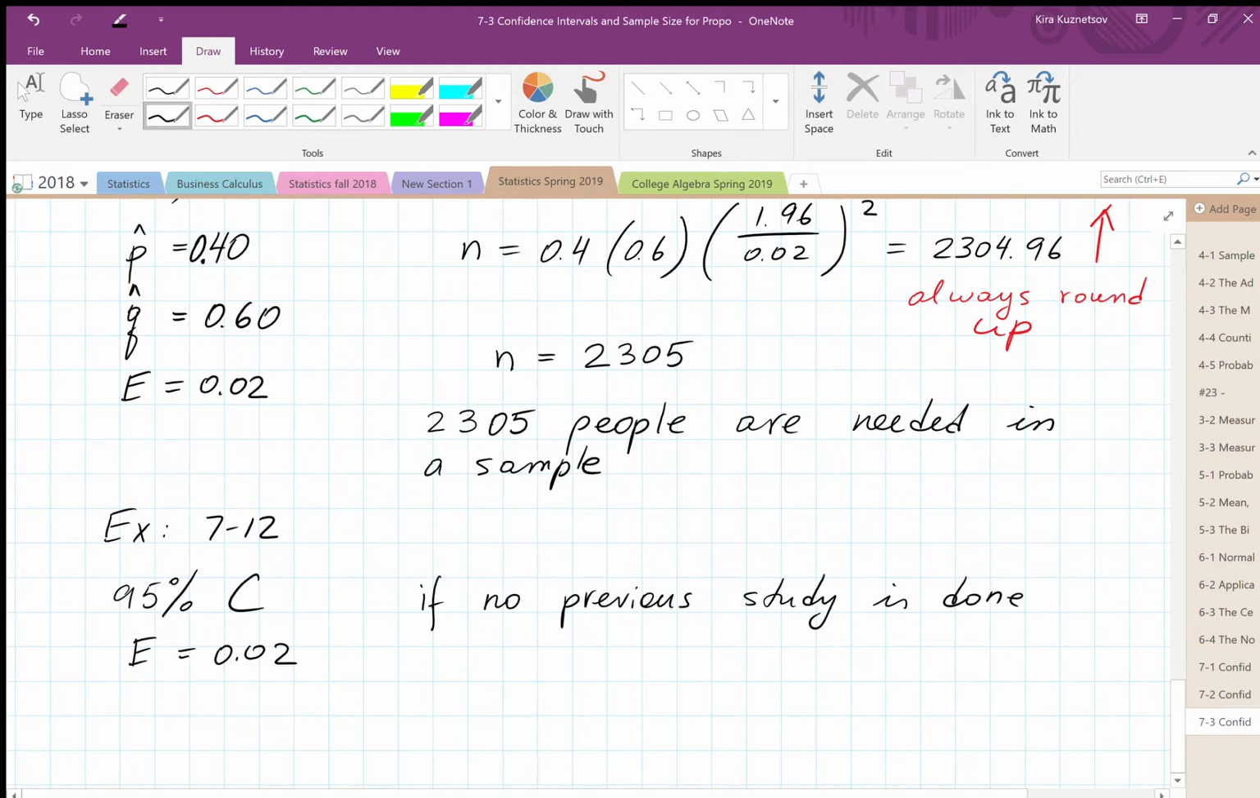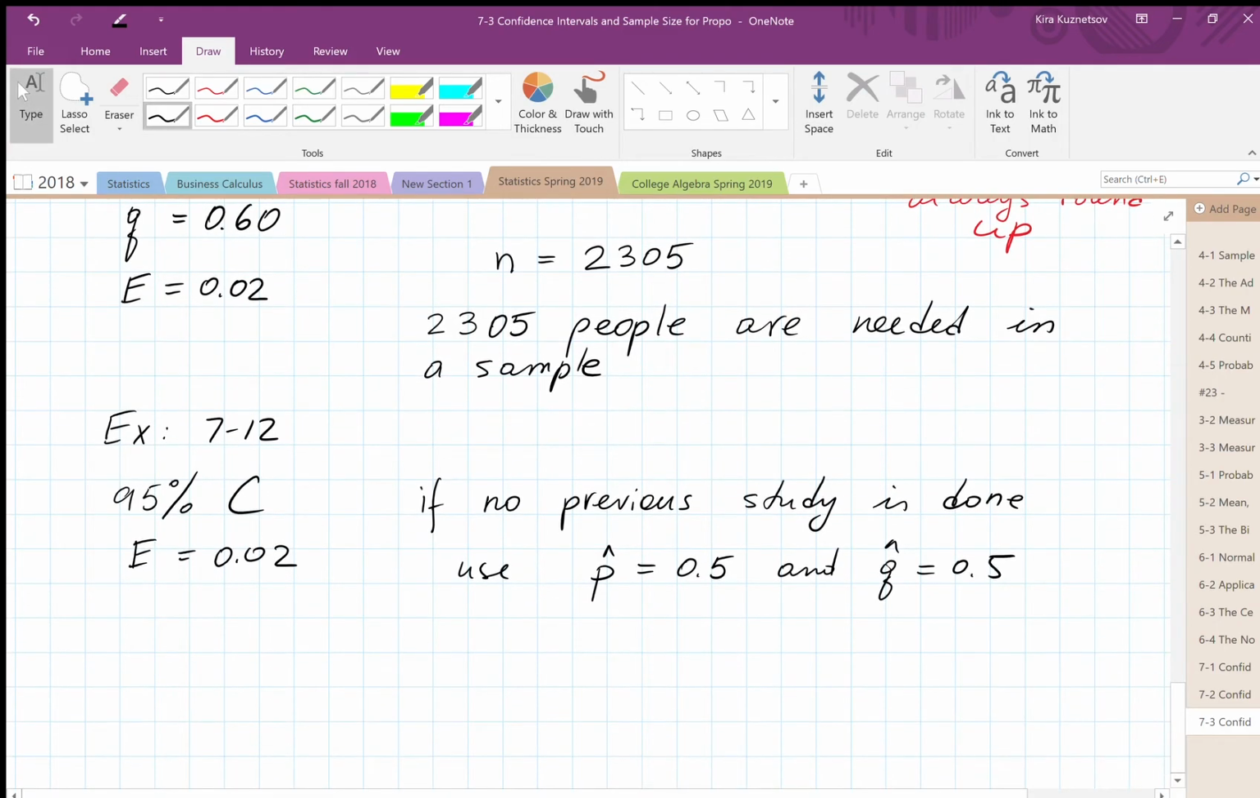you want to be the most conservative, and you will use p hat is equal to 0.5 and q hat is equal to 0.5, meaning you have no idea how it's going to go. So it's a 50-50 flip. This will give you the most conservative answer.